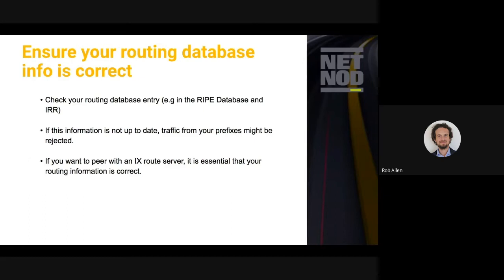You want to pay particular attention to your route objects. These connect a specified range of IP addresses to an ASN, or autonomous system number. And as these are used by other providers and peers to validate your routes, you must make sure they're correct and up to date. This is, of course, very important if you want to peer with the IX route server. All of your routing information needs to be correct and up to date.